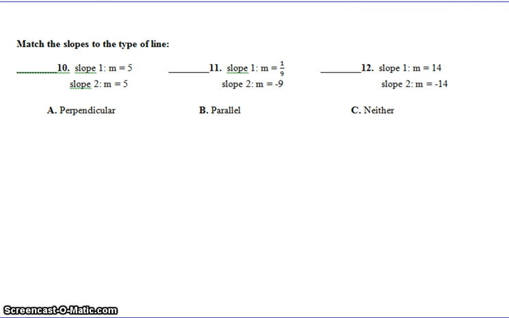All right, now we have to match the slopes to the type of line. Well, let's talk about these three types of lines. In order to have perpendicular lines, their slopes are reciprocals.